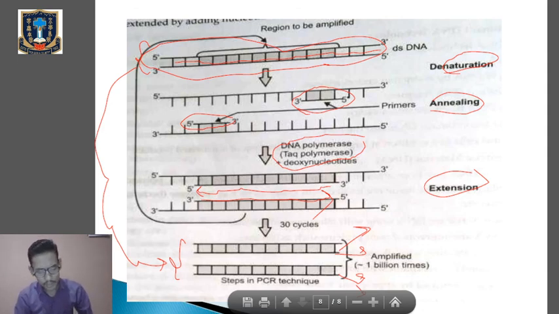Clear? So we'll continue with the same topic, the process of recombinant technology, in the next class also. We have done up to the fourth step, that is amplification of the gene of interest using PCR. The remaining stages we will do in the next class.